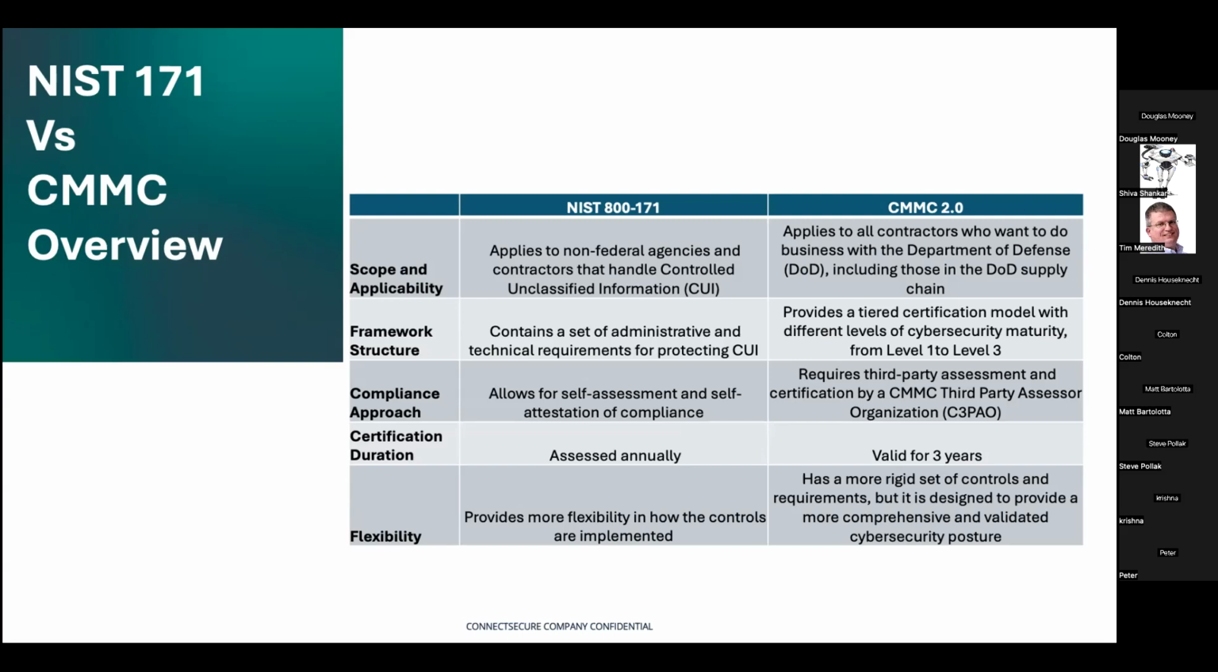Now, the framework structure considers a set of administrative and technical requirements for the CUI, but CMMC provides a certification model. The compliance approach for NIST 171 is a self-assessment and attestation of compliance, and CMMC is a third-party assessor certification. The duration for 800-171 is assessed annually, whereas CMMC is valid for 3 years. NIST provides more flexibility in how controls are implemented, but the CMMC has physical controls. And like rightly pointed out, there are more automation and components required to do an end-to-end CMMC assessment, and we agree to that.